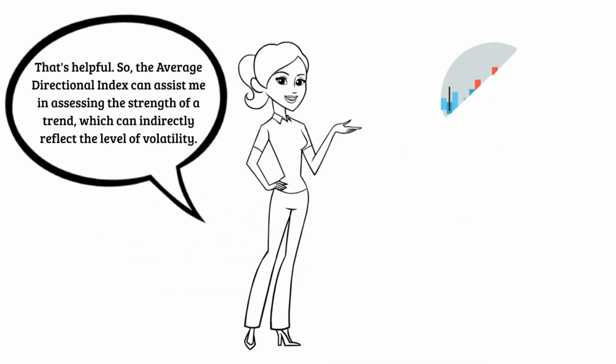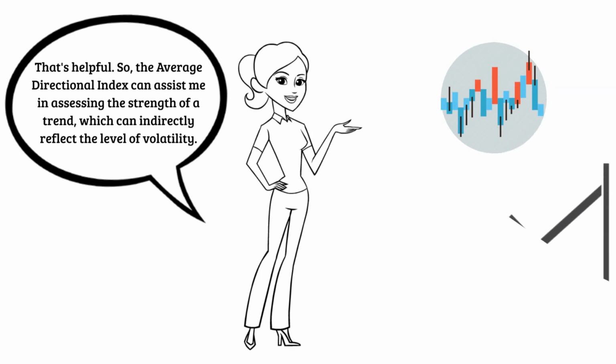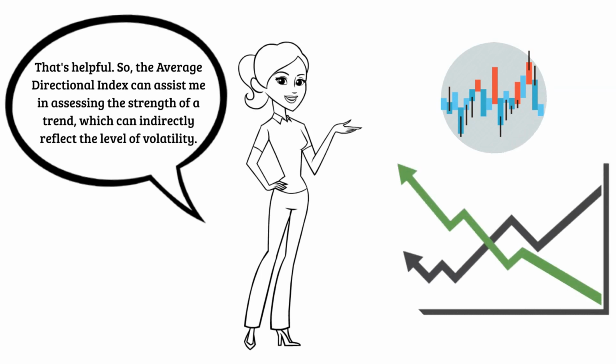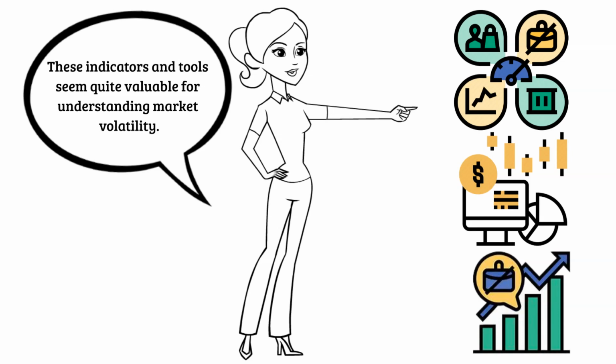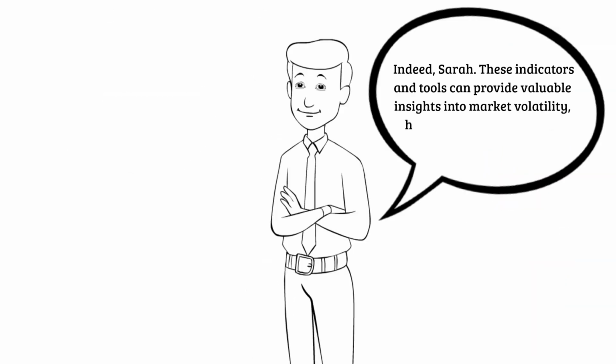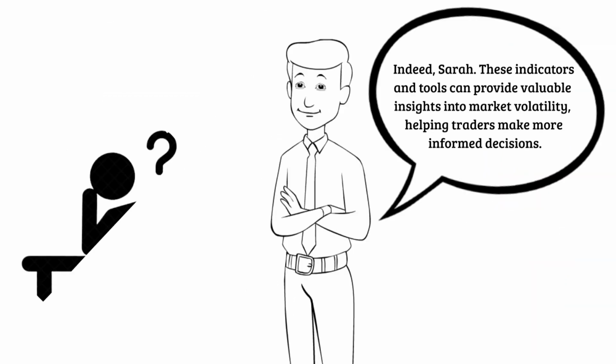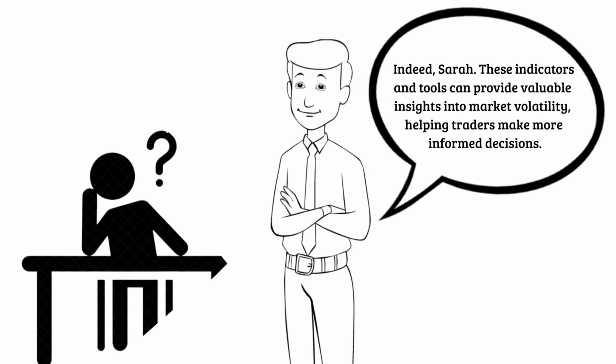That's helpful. So, the Average Directional Index can assist me in assessing the strength of a trend, which can indirectly reflect the level of volatility. These indicators and tools seem quite valuable for understanding market volatility. Indeed, Sarah. These indicators and tools can provide valuable insights into market volatility, helping traders make more informed decisions.